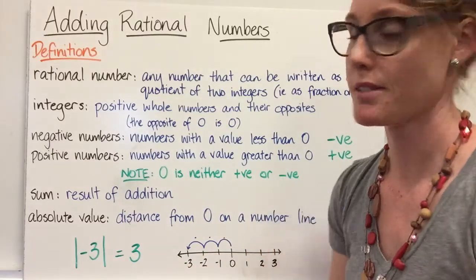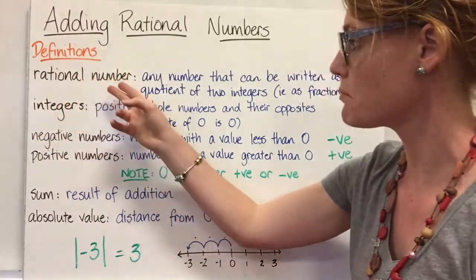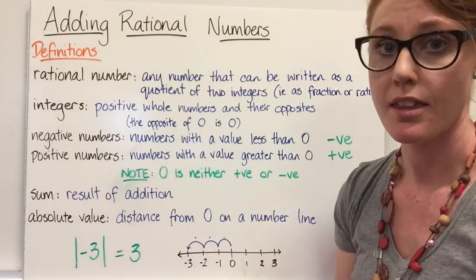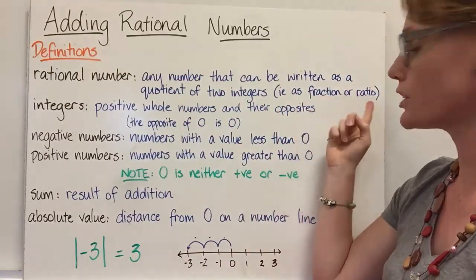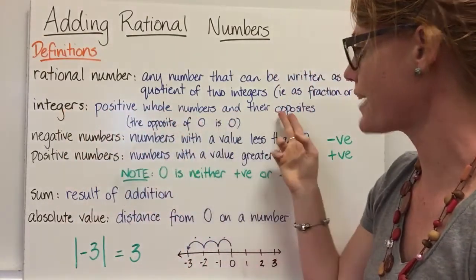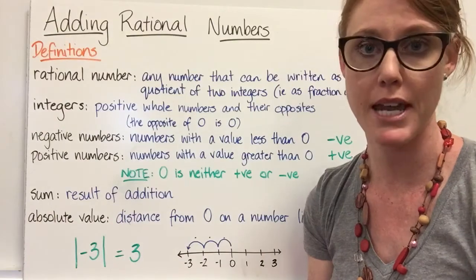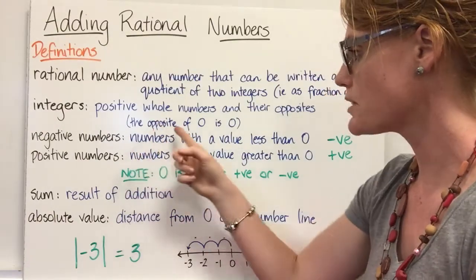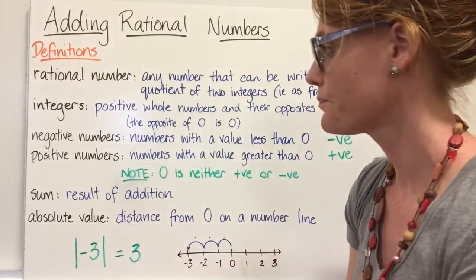Adding rational numbers. Definitions. A rational number is any number that can be written as a quotient of two integers. That is, it can be written as a fraction or a ratio. Integers are positive whole numbers and their opposites. For example, 3 and -3, 24 and -24. The opposite of 0 is 0.